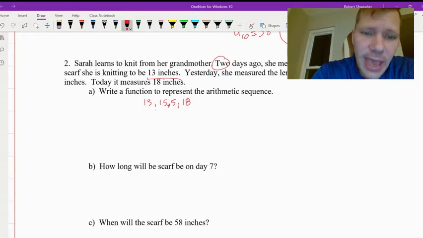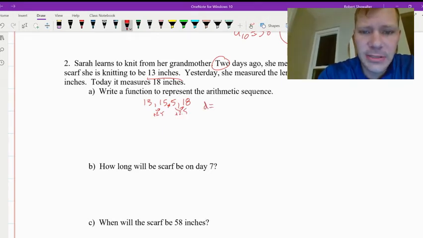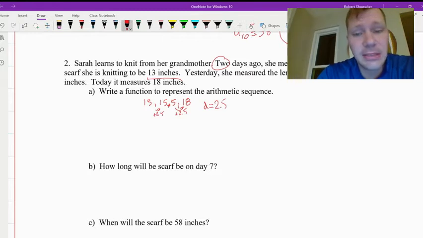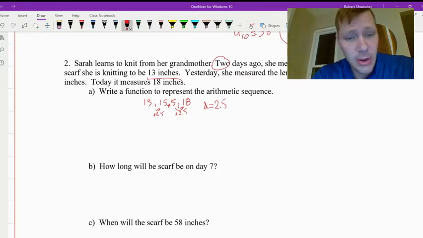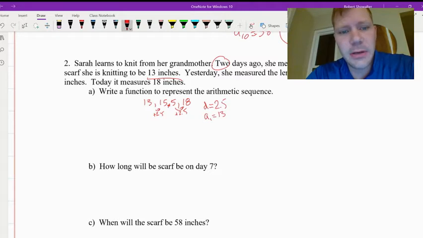Let's check to see if we add the same thing each time. So it's 2.5 there. Again, 2.5. It looks like we have a common difference of 2.5 in this particular arithmetic sequence. We also have an a sub 1 of 13, meaning the first term.